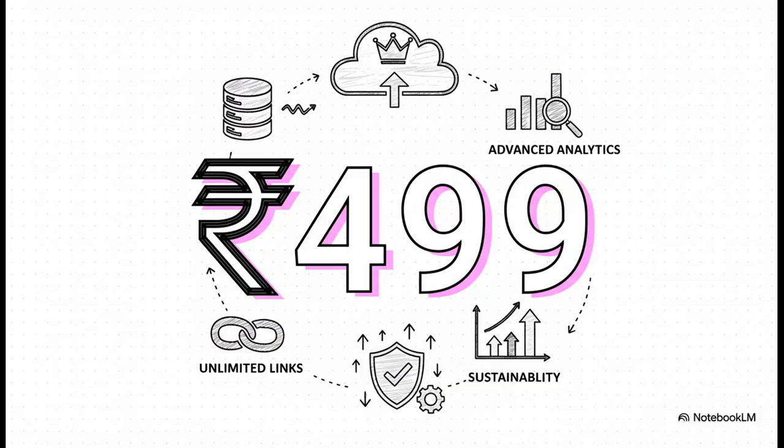The core of the whole money-making strategy is the price for that pro plan. Access to all those premium features we talked about, the unlimited links, the advanced analytics. It'll cost you 499 rupees a month. This price point is absolutely key to making the whole thing sustainable.